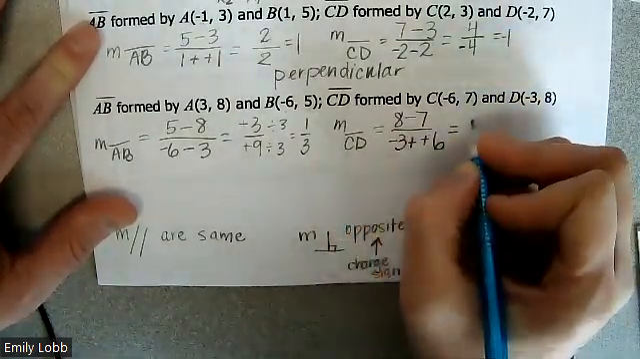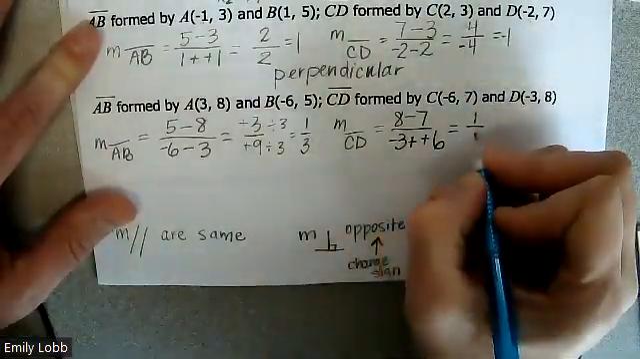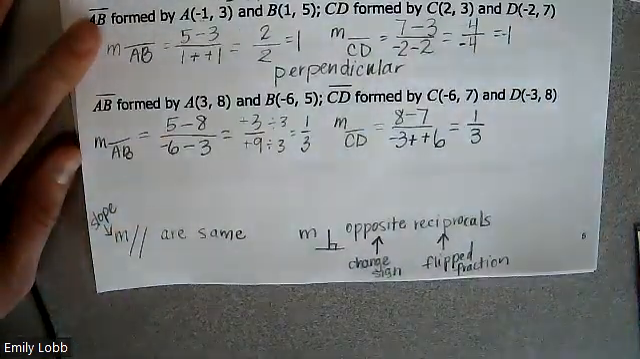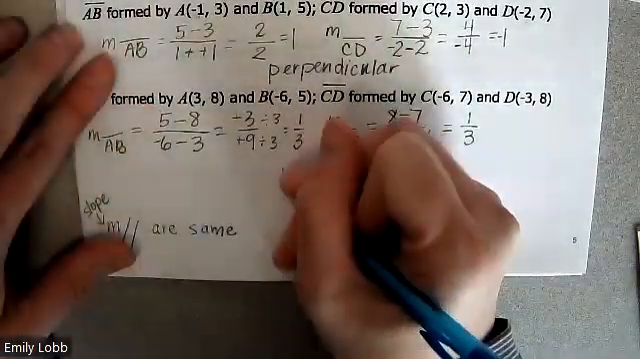So 8 minus 7 is 1. -3 plus 6 is 3. So these slopes are the same, which means they have to be what? Parallel lines.